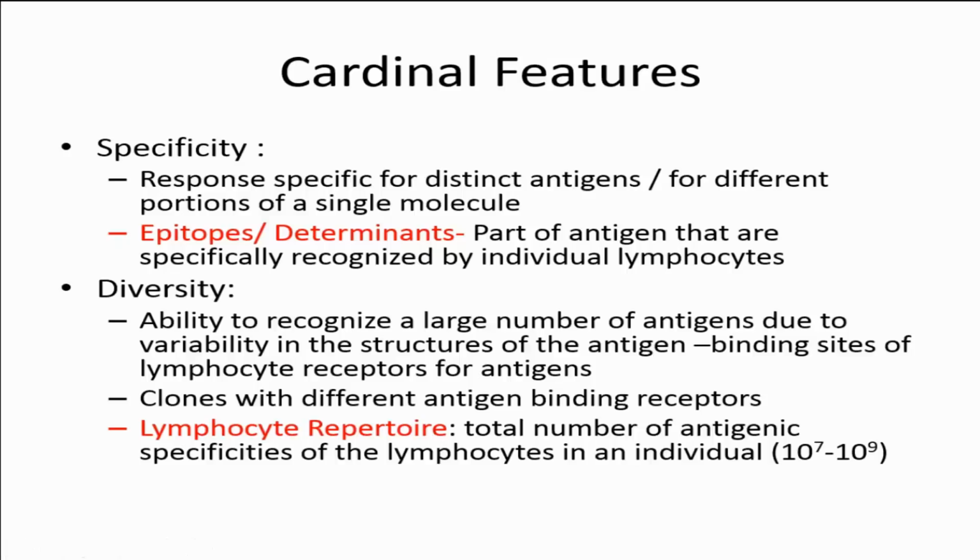And a clone is each subgroup of those lymphocytes that have different antigen binding receptors. So again, this brings us to another definition, something called the lymphocyte repertoire. Basically, it's the total number of antigenic specificities of the lymphocytes. And it's close to 10 raised to 7 to 10 raised to 9 that we can respond to.